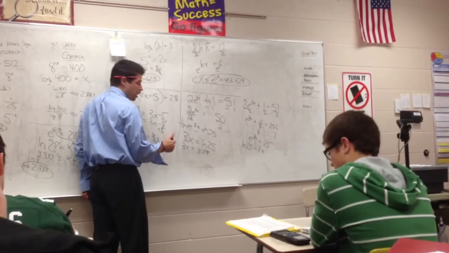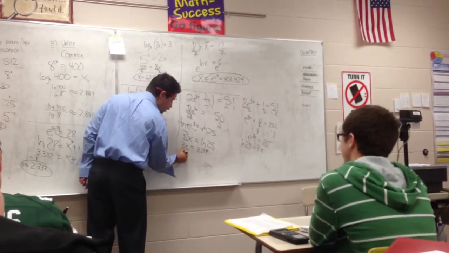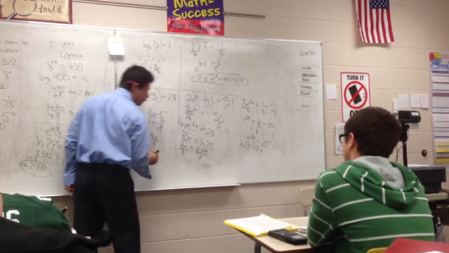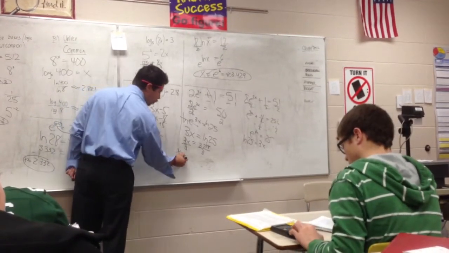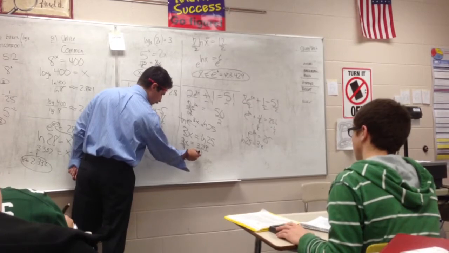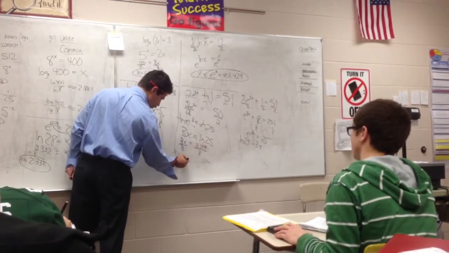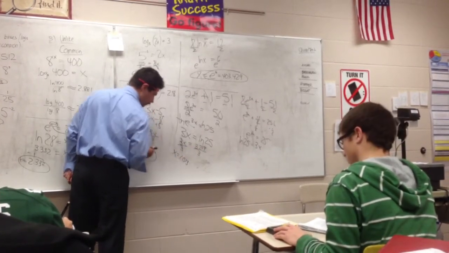Now, we got to solve for x by dividing by 3 on both sides. So my x value is 1 point, don't tell me. 3 goes into 21, 7 times, 0, 7, 3.